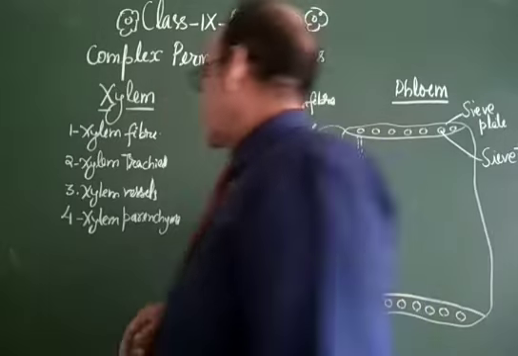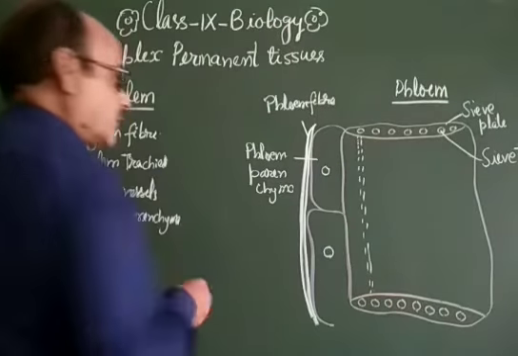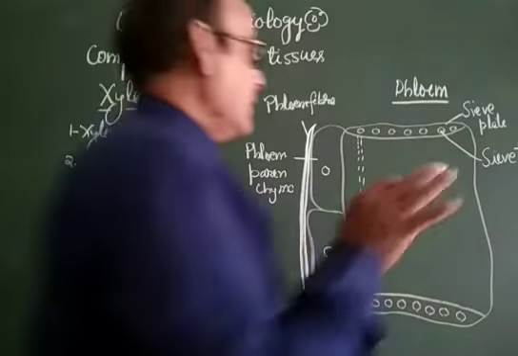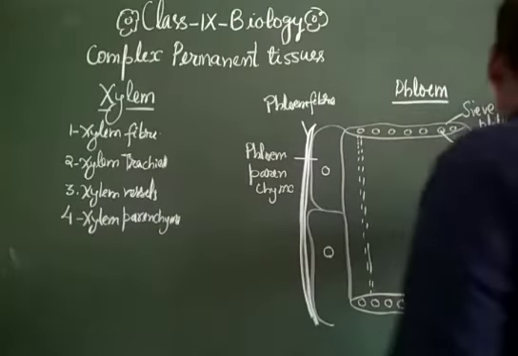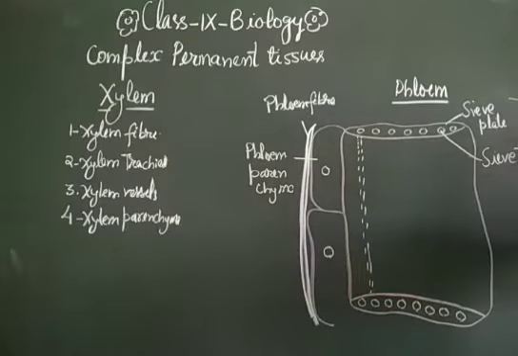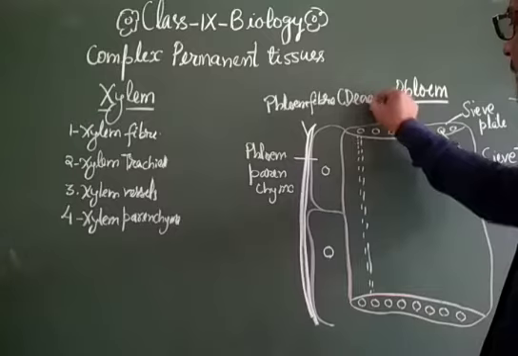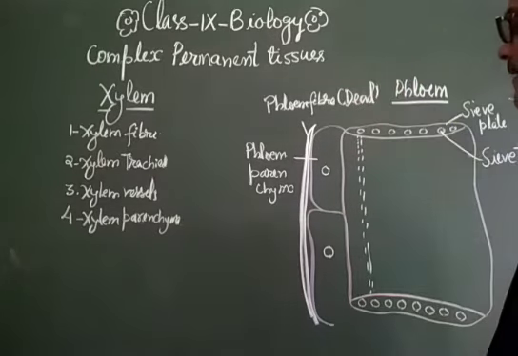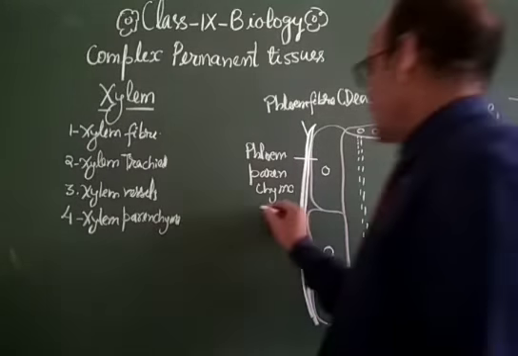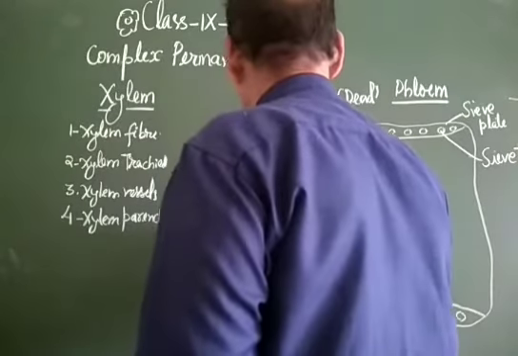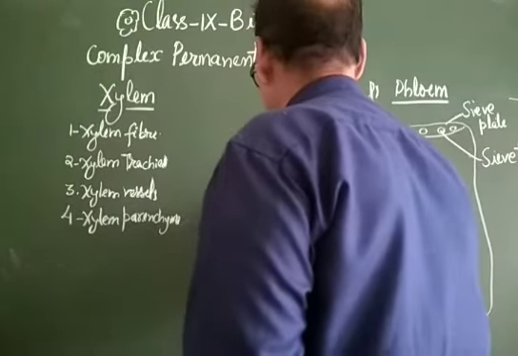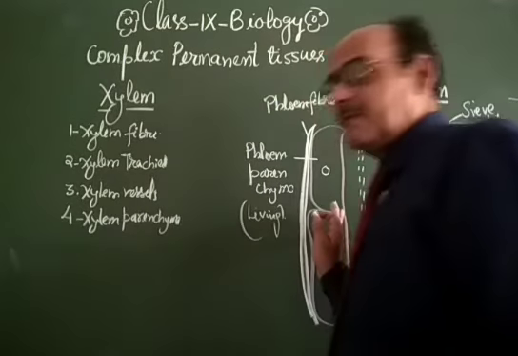And as far as this structure is concerned, these are the living cells. And this phloem fiber is the dead element, dead cell, you can say. And phloem parenchyma is again living.